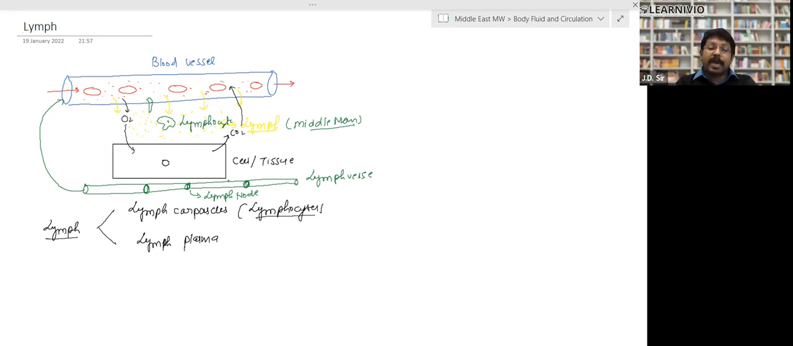So what happens? This extra lymph is collected by the lymph vessels, and they pour it back into the blood vascular system. That's why the quantity of blood remains constant. Clear? Yes, sir. We have only 5.5 liters of blood. If the lymph keeps on leaking out, then what will happen? Someday we will lose all our blood, right?